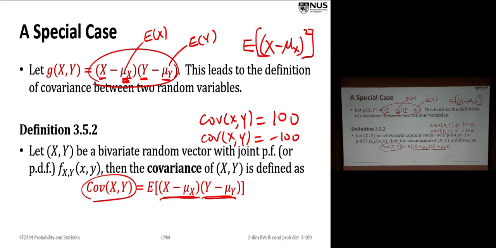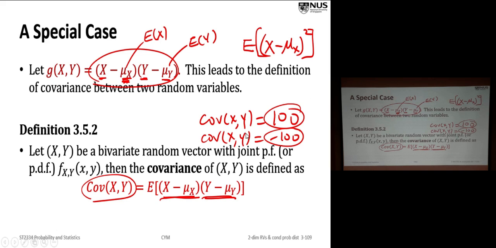If x is bigger than mu x, you also expect y bigger than mu y. So it is either two positive numbers multiplied or two negative numbers multiplied, most of the time, not always. That will give you a positive number. But a negative number means the product is likely to be negative. That means one is a positive value, the other is a negative value. That means if x is bigger than mu x, you expect y is less than mu y. So they go in different directions. X, y behave differently. All right?